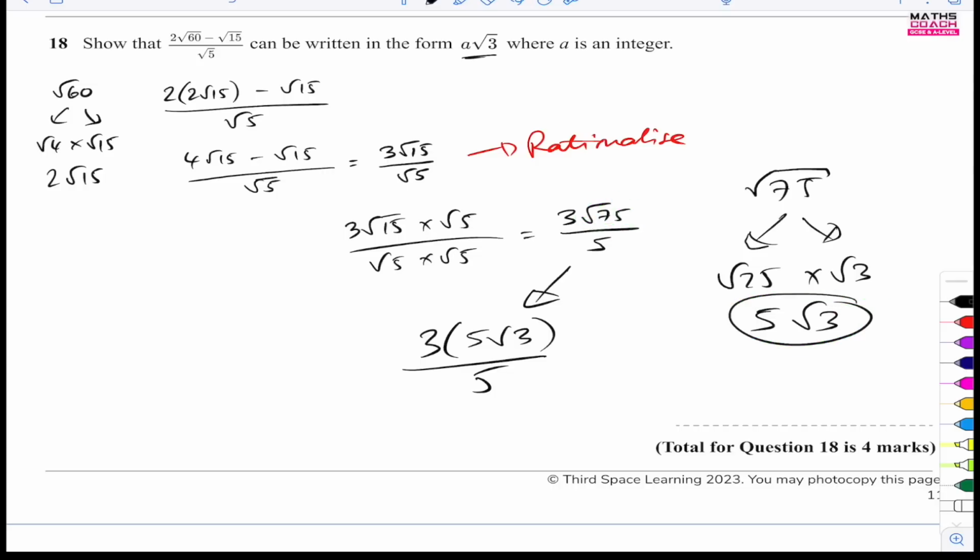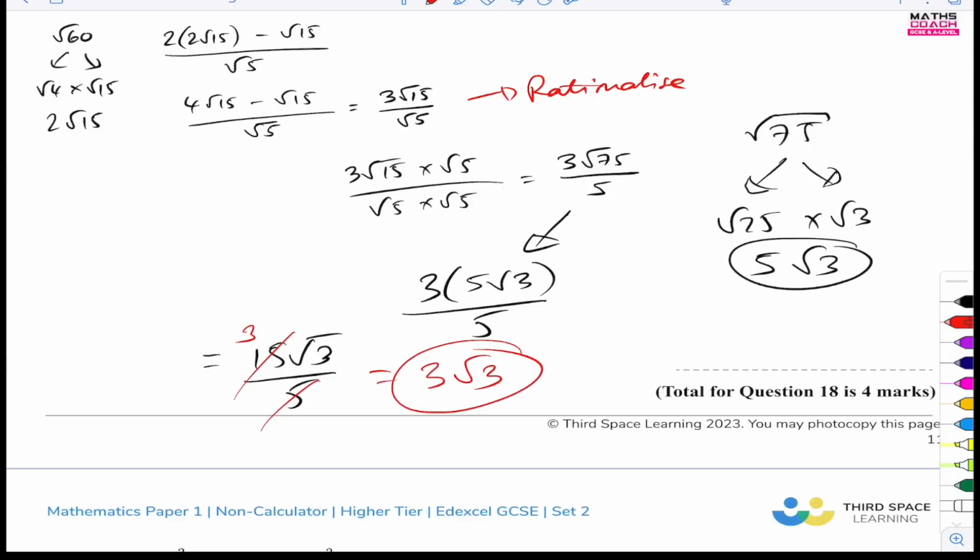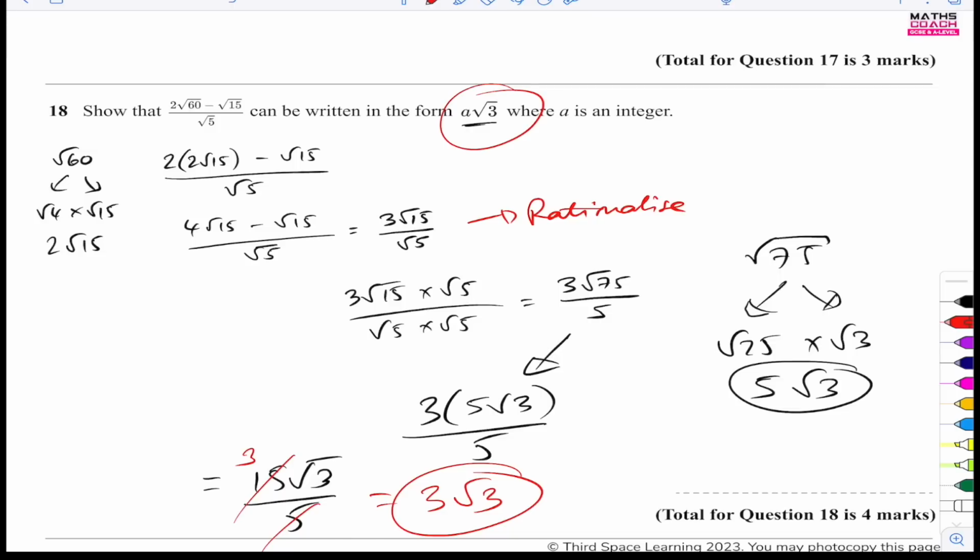Okay, and I'm going to expand this out now. So that's going to be 15 root 3 over 5. Now 5 and 15, they have something in common. They can both be divided by 5. So 5 divided by 5 is 1, 15 divided by 5 is 3. So my final answer will be 3 root 3. And look, I have it. Okay, so A is 3.